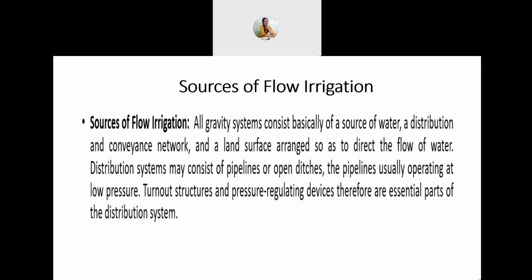Next, sources of flow irrigation. All gravity systems consist basically of a source of water, a distribution and conveyance network, and a land surface arranged so as to direct the flow of water. Distribution systems may consist of pipelines or open ditches, the pipelines usually operating at low pressure. Turnout structures and pressure regulating devices therefore are essential parts of the distribution system.